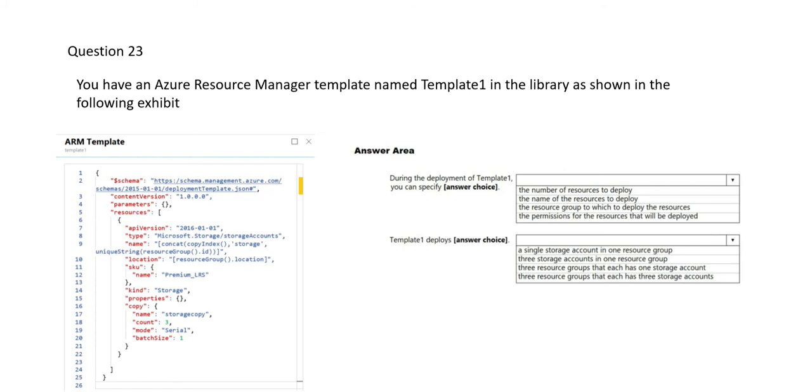So if you see here, there is a resource group. There is one resource group on which these three storage accounts will be created. The third one says three resource groups that each has one storage account. So no, this three is for the storage accounts. This is not for the resource group, that is wrong. And then three resource groups that each has three storage accounts. No, that is also wrong. There are no three resource groups, there is only one resource group. So this is our final answer.